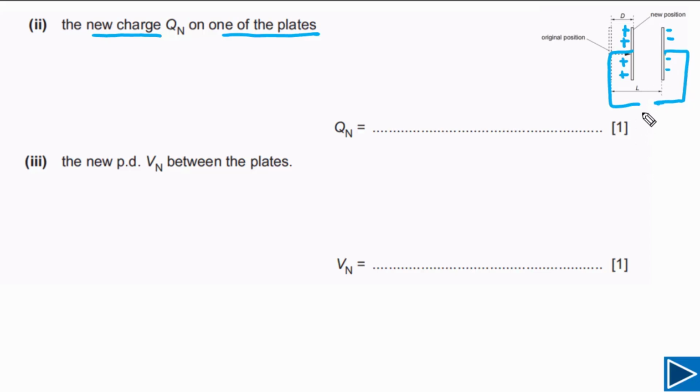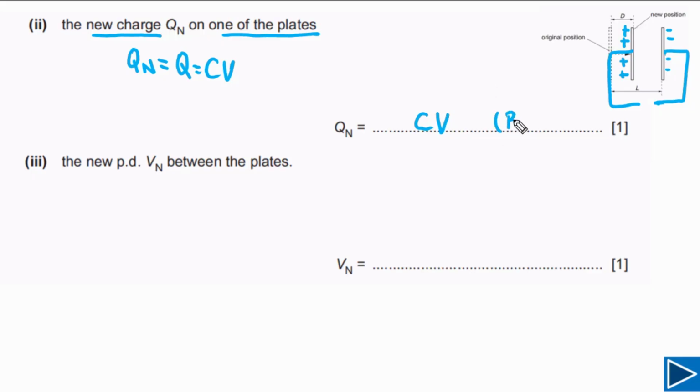Now when we disconnect this battery, this charge cannot go anywhere. It has nowhere to go because this is like an open circuit. So the charge on the plates stays the same. We say Qn will be equal to Q, the initial charge on the plates, which we calculated was equal to CV. So in this case, Qn is also equal to CV. That's all we need to write down.